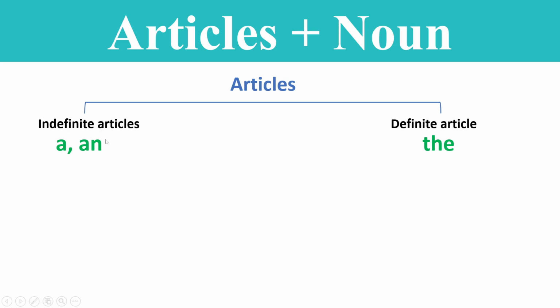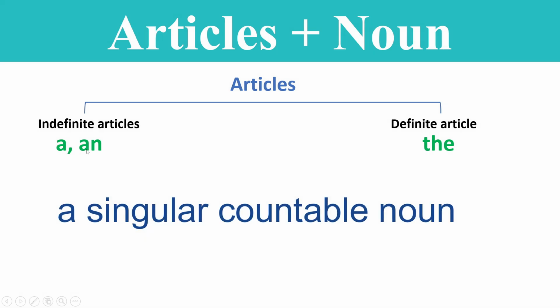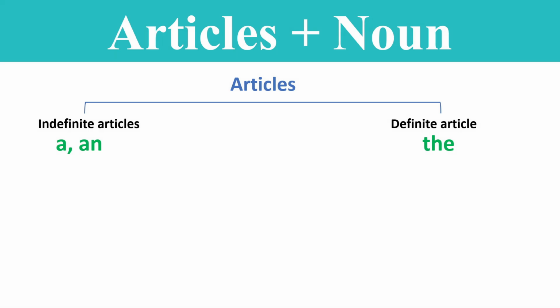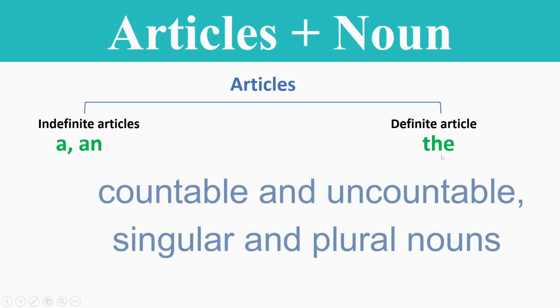The next difference: a and an both mean one. So we use them before a singular noun which is countable. A noun that we can count, like one book, two books, three books. But we can use the with both countable and uncountable nouns. And also, we can use the with both singular and plural nouns.